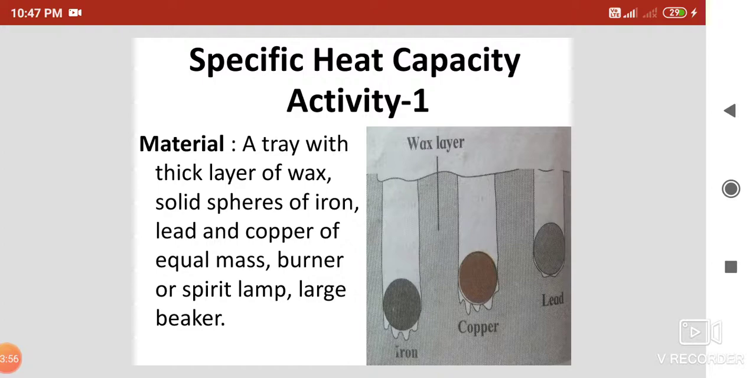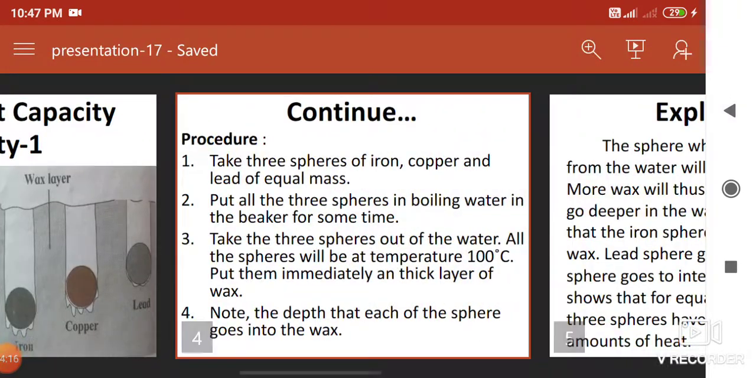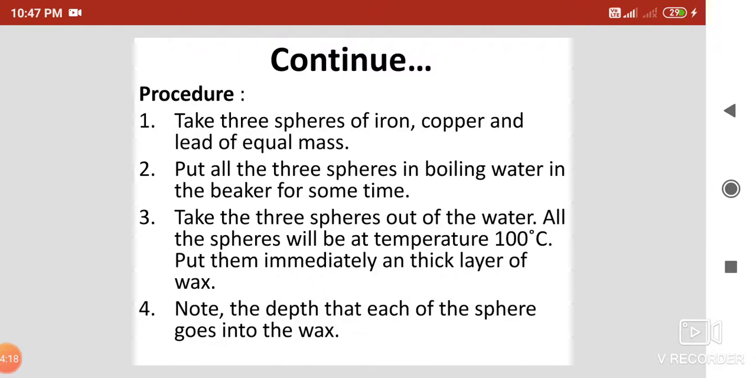Let us see how to perform this activity to show how different substances require different amounts of heat energy, and how they absorb different amounts of energy. Take the three spheres of iron, copper and lead of equal mass. Then put all three spheres in the boiling water in the beaker for some time. Then take the three spheres out of the water.